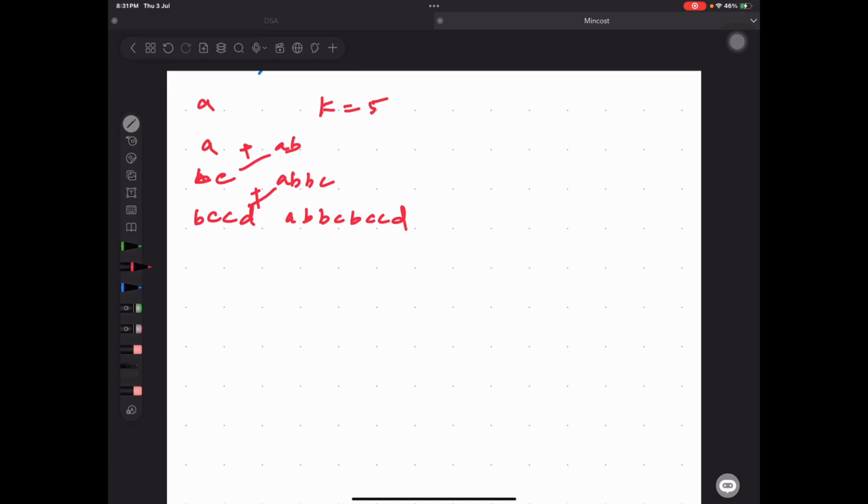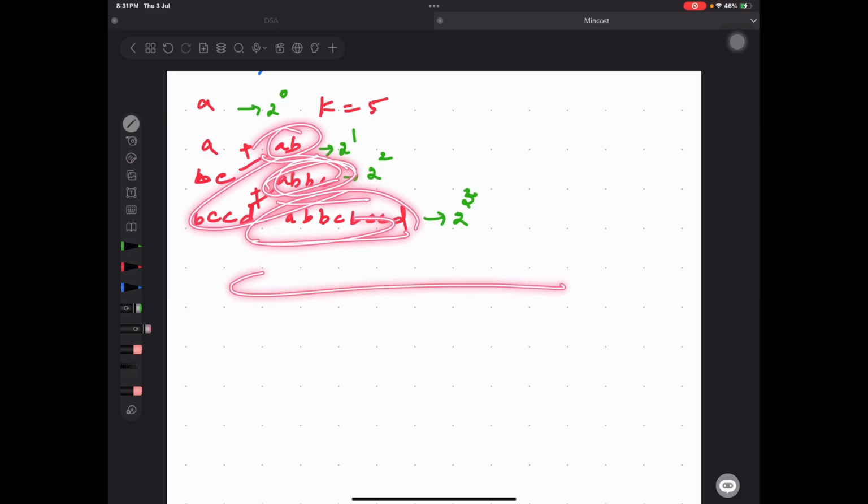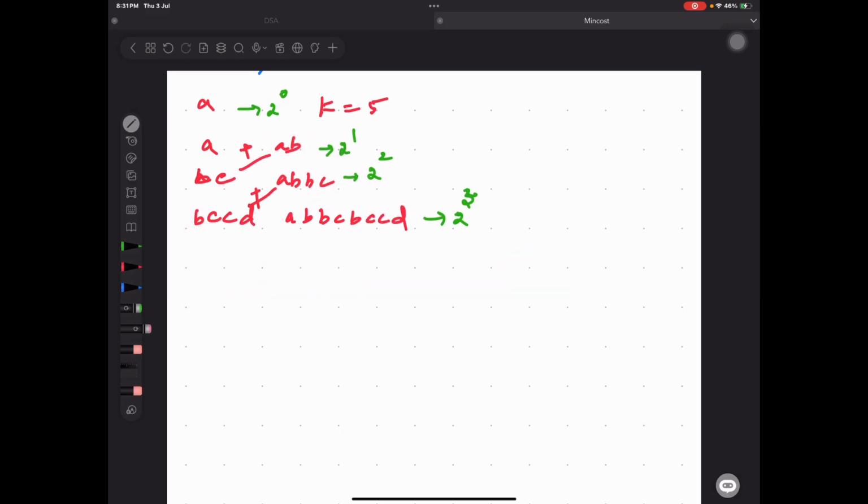So now if you look at the lengths, it is 2 power 0, this is 2 power 1, this is 2 power 2, and this is 2 power 3. So basically it keeps on increasing by a multiple of 2, so it doubles the given string. For example, 2, then 4, and from 4 we are getting 8. Next from 8 we will be getting 16.